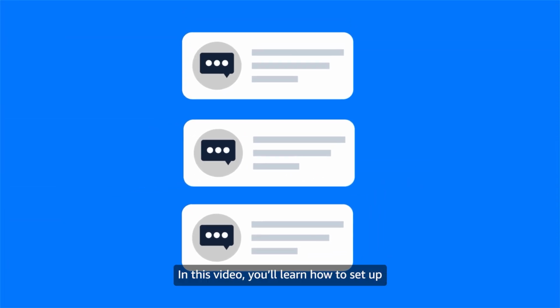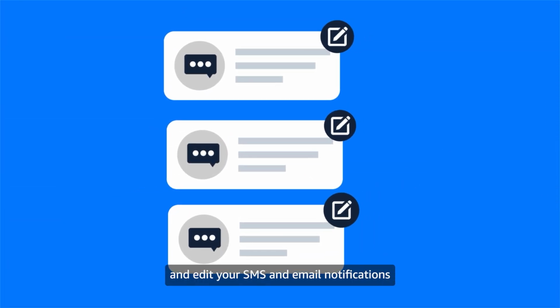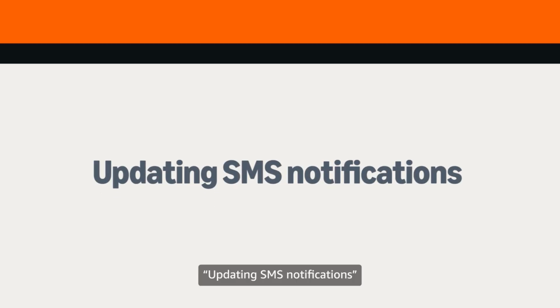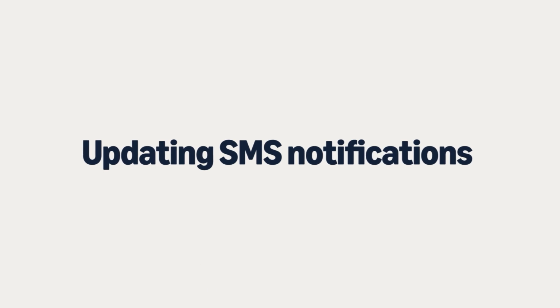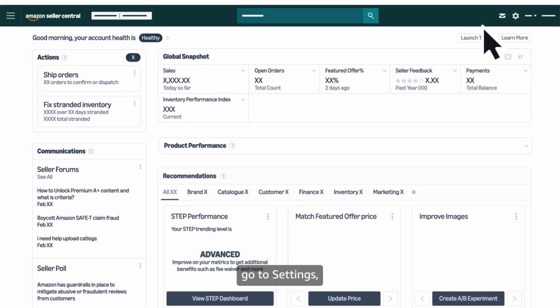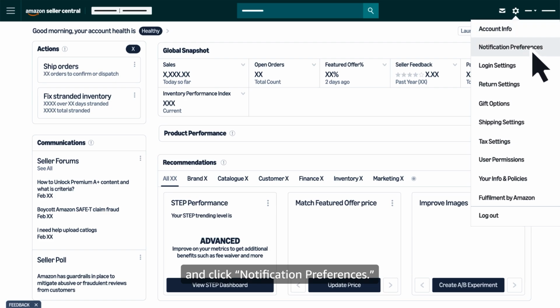In this video, you'll learn how to set up and edit your SMS and email notifications so you never miss an order. Updating SMS notifications. To get started, log into Seller Central. Go to Settings and click Notification Preferences.